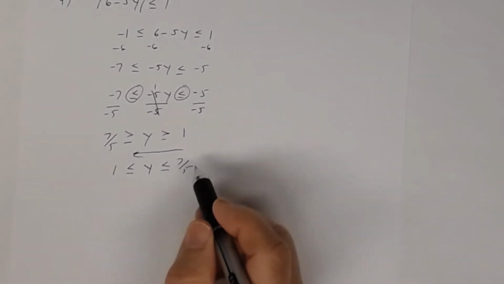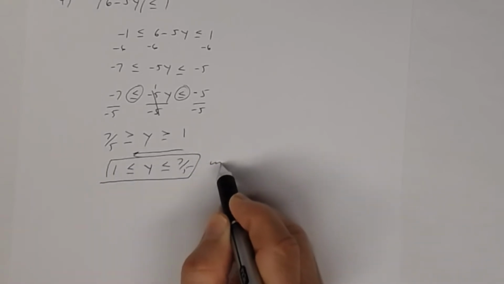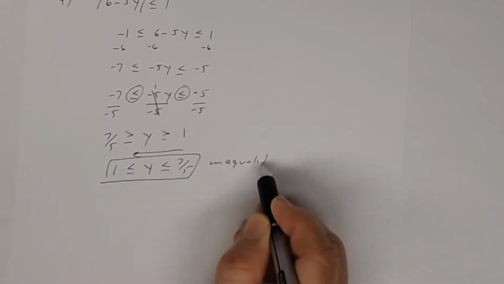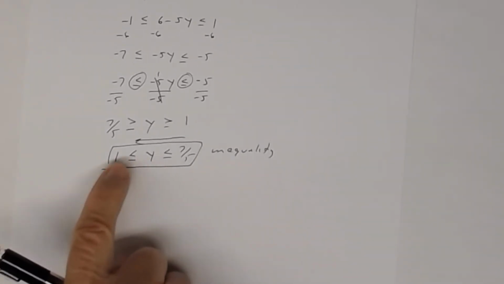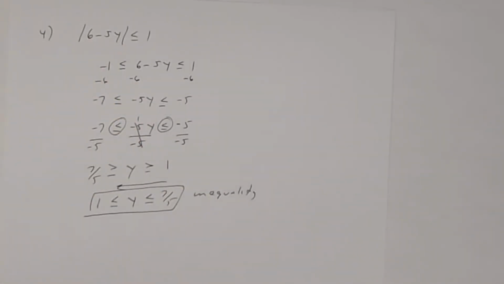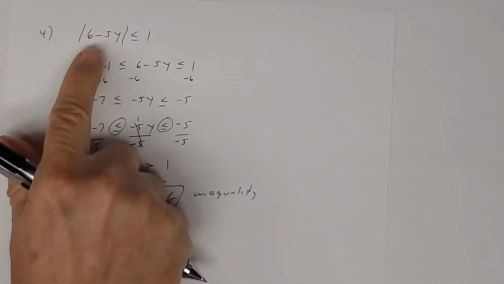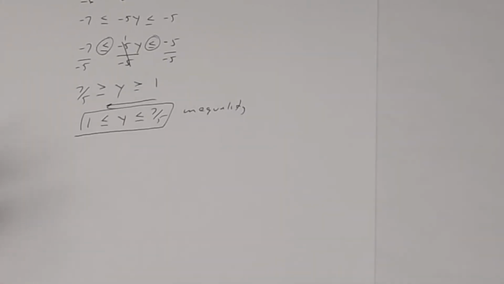Okay? So here's your inequality notation. So there's your solution in terms of inequality. So any real number between 1 and 7/5 is a solution to this absolute value inequality. Okay, so let's look at the graph. So the graph will be this.